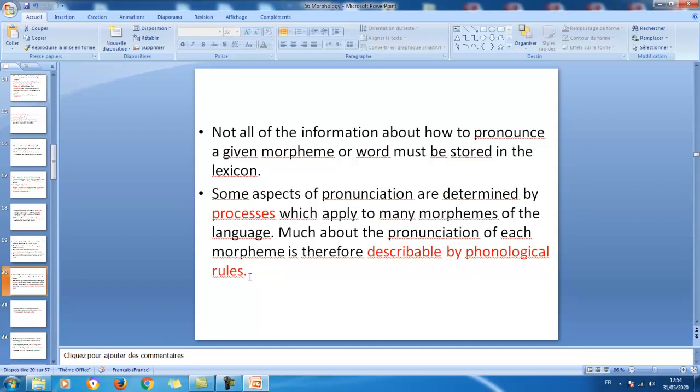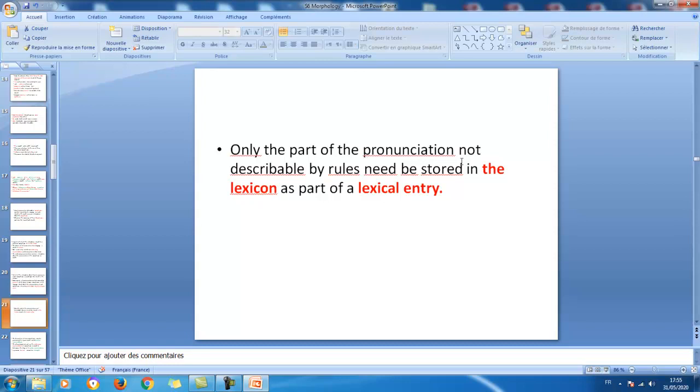You know what can be described in terms of phonological rules? It is predictable. So there is no need to learn it. We need just to learn or to remember the rule. Okay, so we do not need to learn by heart each morpheme and each piece of information about the morpheme, because some pieces of information are describable by phonological rules, and we're going to explain this through concrete examples. Now, only the part of the pronunciation not describable by rules need be stored in the lexicon as part of a lexical entry. So what are we supposed to store in our mind as a piece of information about the morpheme as far as its pronunciation is concerned? It's only that part which cannot be predicted by a rule.